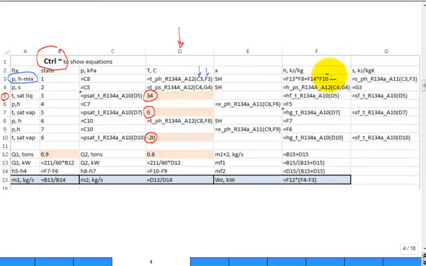This is the equation for the mixing. The equation for the mixing uses those mass fractions, which are down here in cell F13, as well as the fraction in F14. So hopefully you're familiar with the syntax for spreadsheets. All right. Any questions about that?